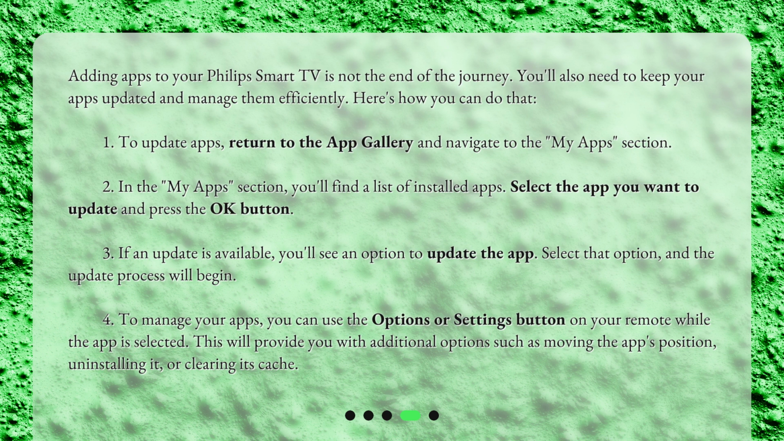4. To manage your apps, you can use the Options or Settings button on your remote while the app is selected. This will provide you with additional options such as moving the app's position, uninstalling it, or clearing its cache.